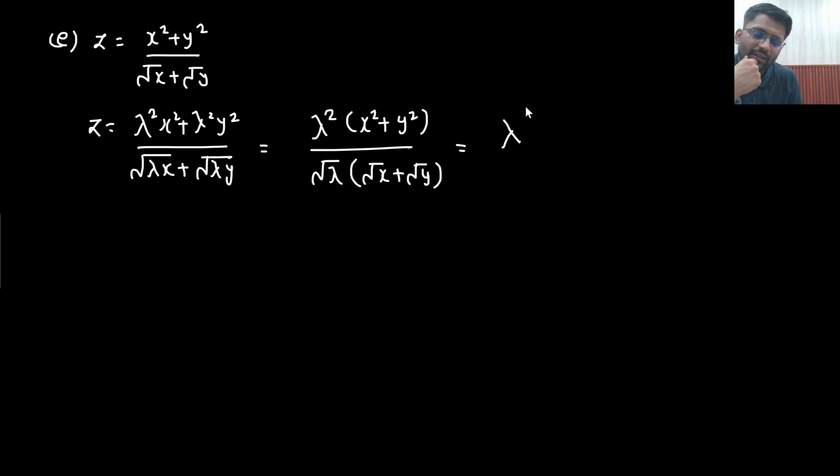What is the answer you are getting? 2, this is 1 by 2. So 2 minus 1 by 2, 3 by 2. And then this is simply z only. So z dash is coming out to be lambda to the power 3 by 2 z.